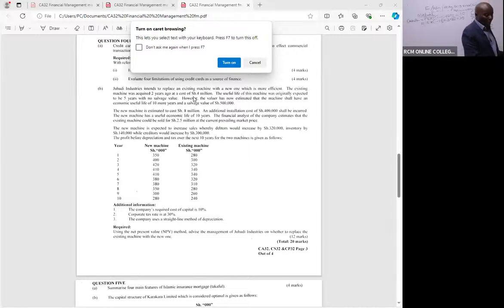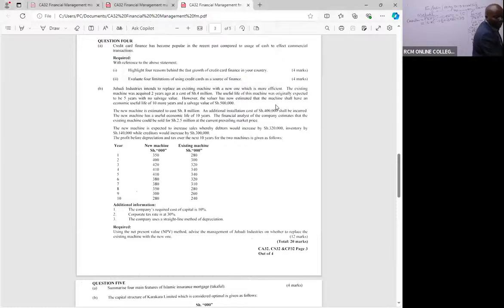The useful life of this machine was originally expected to be how much here? As you can see there, the useful life of this machine was originally expected to be 5 years with no salvage value. However, the valuer has now estimated that the machine shall have an economic useful life of 10 more years, and a salvage value of 500,000.